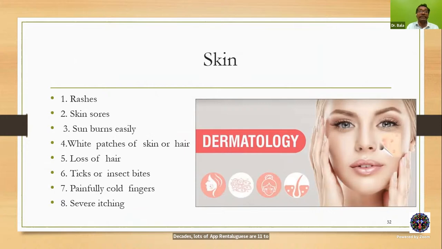Ticks or insect bites are most often forgotten and overlooked when we deal with emerging viral infections. Painful cold fingers like Raynaud phenomena are important when we deal with vasculitis. Severe itching could give us a clue whether there is a parasitosis anywhere in the body. So all these clues from the skin symptoms, the history is very easy to take, and rather than breaking your head, finally, are we dealing with parasitic disease or is it a non-infectious disease? If the history taking is meticulously done, our job becomes much, much simpler.